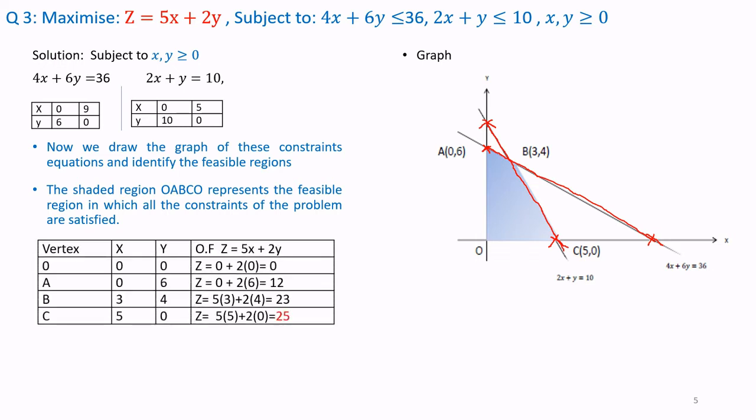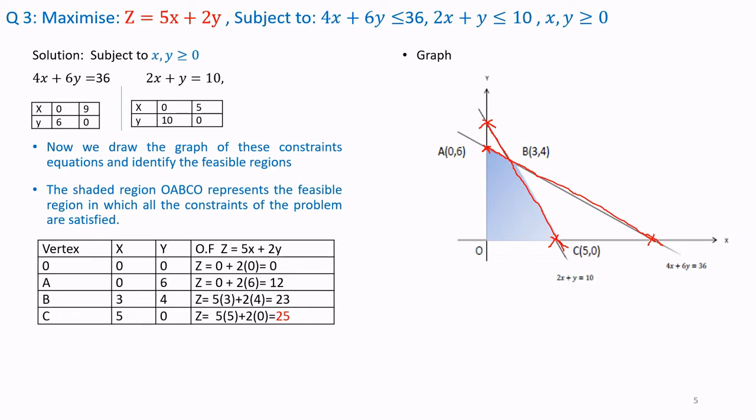So now we will calculate the objective function. The objective function is z is equal to 5x plus 2y, and as per the question, we have to maximize z. Therefore, we will trace the value at each vertex. The origin O is (0, 0). So in this equation, if we put x as 0 and y as 0, we get z is equal to 0.